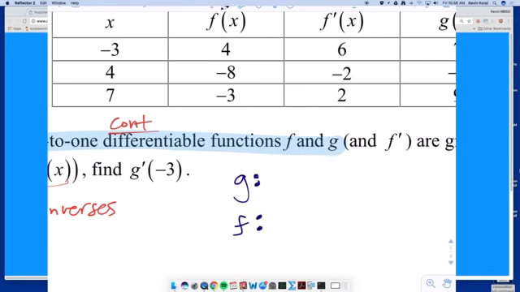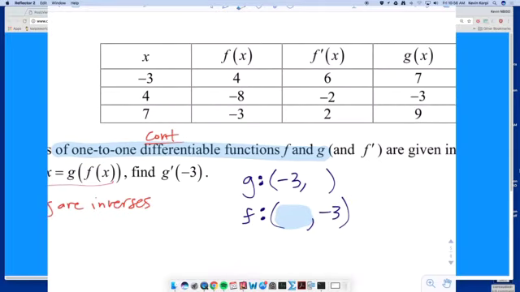All right, so what I would do again is, if negative 3 is an input on G prime, it's also an input on G, right? A function and its derivative have the same input. So on the G function, there's a point negative 3 comma something, and on the F function, its inverse, there's a point something comma negative 3. So that's your first goal, is to find what input on F gives you a negative 3. So if you look in the F column, you're looking for an output of negative 3. There it is. You're not looking for the input of negative 3.